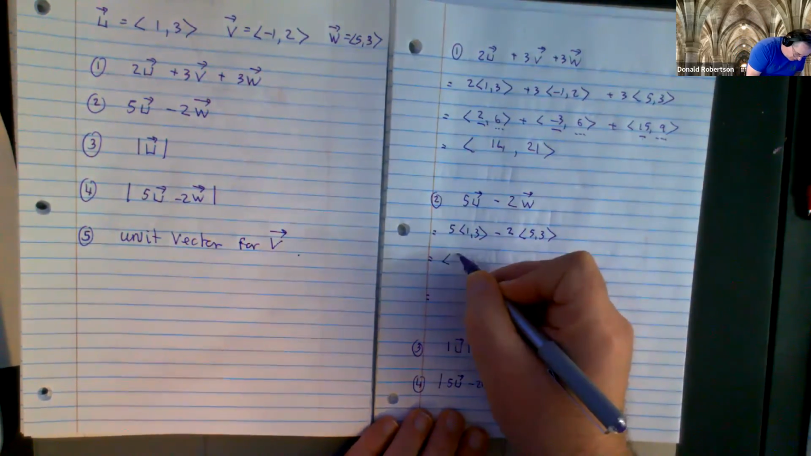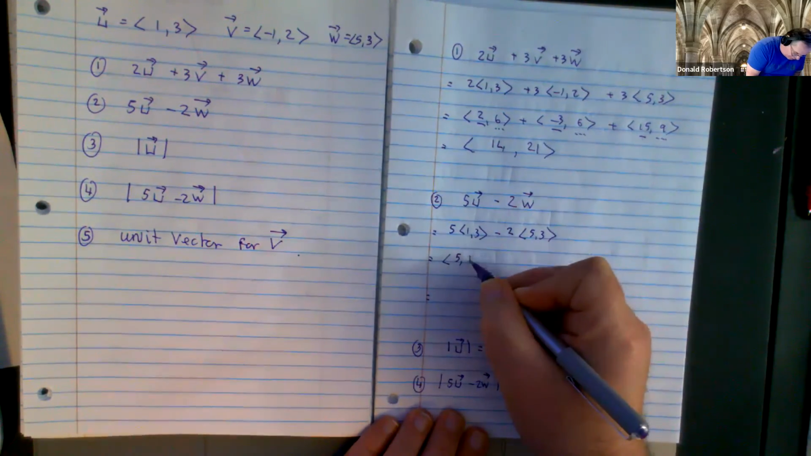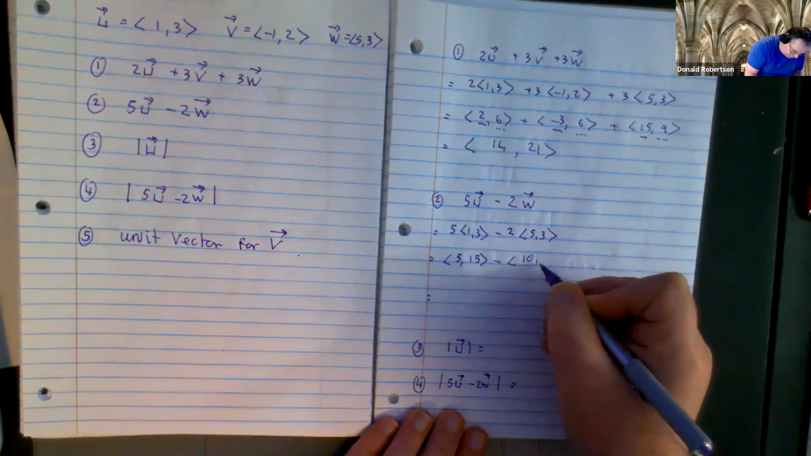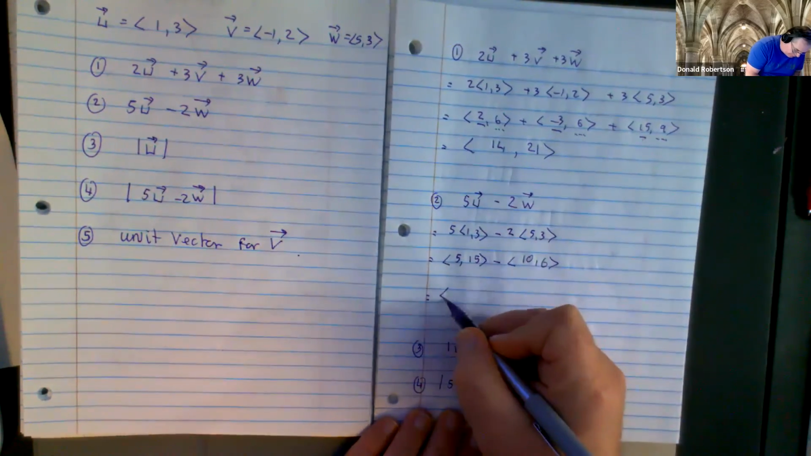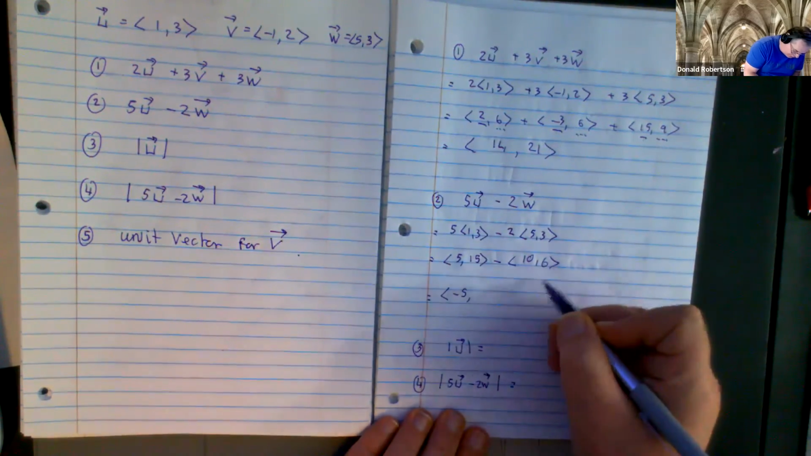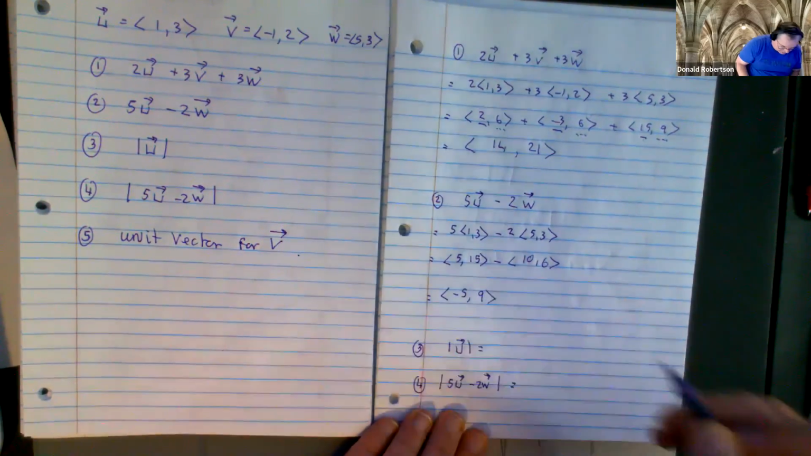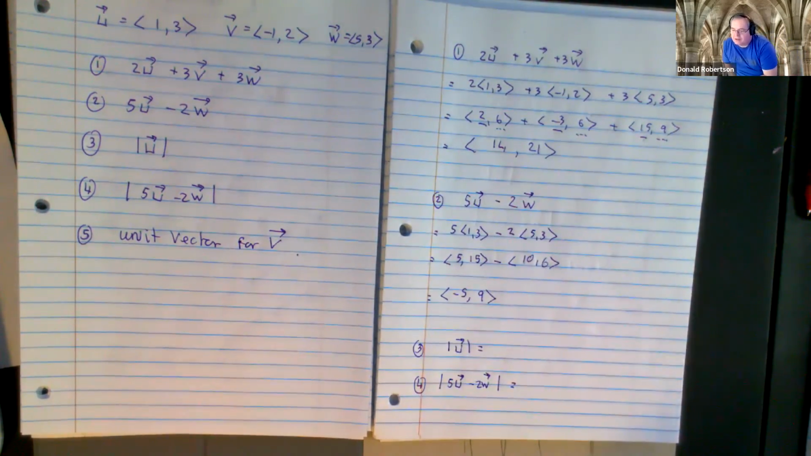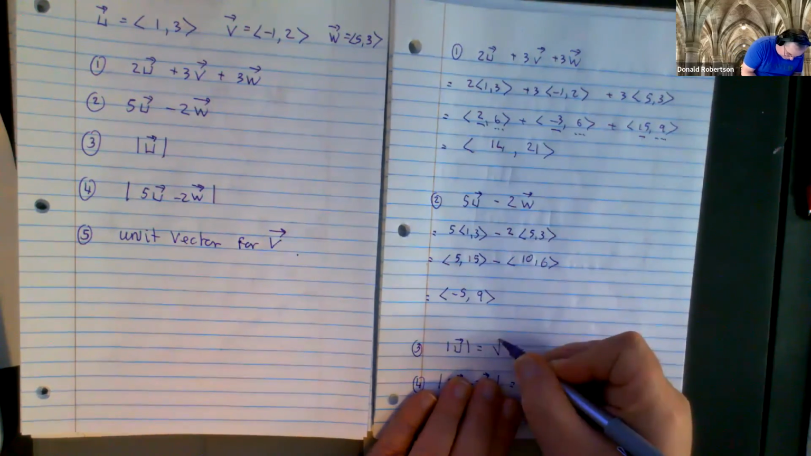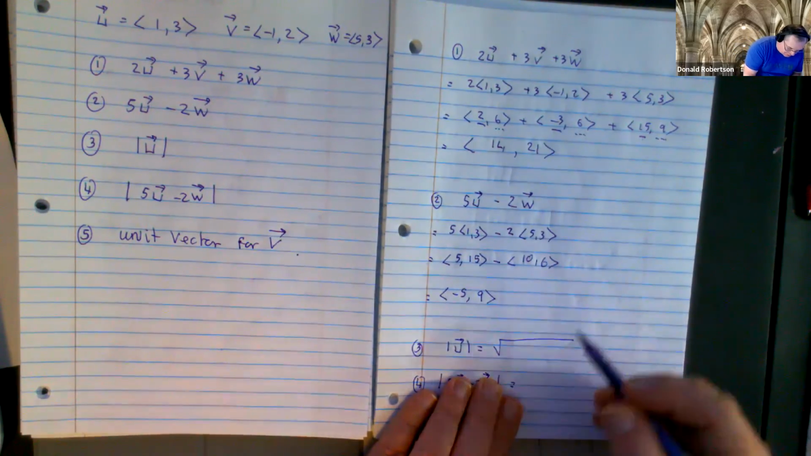Assuming nothing is wrong. 5 times this guy gets you 5 and 15. Take away 2 times this guy gets you 2 and 6. 5 take away 10 is -5, and 15 take away 6, I believe, is 9. Are we good on that one? Right, getting nods.